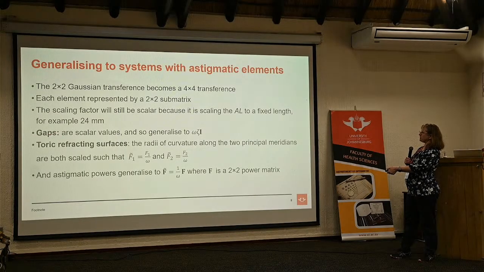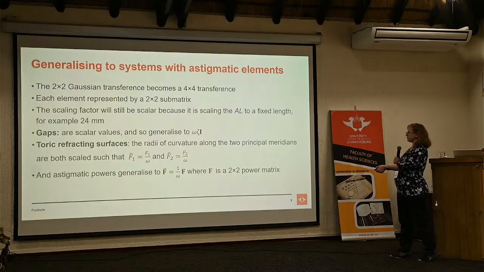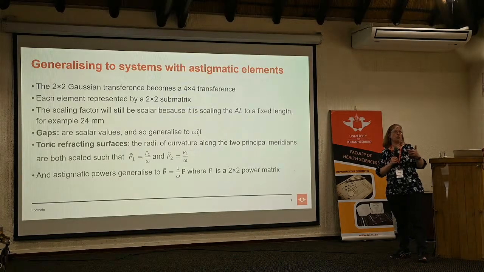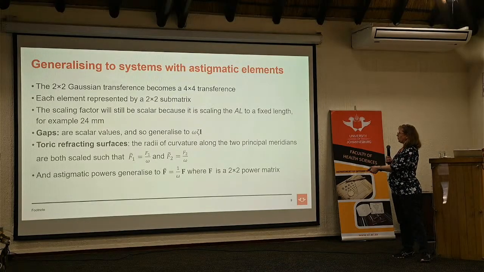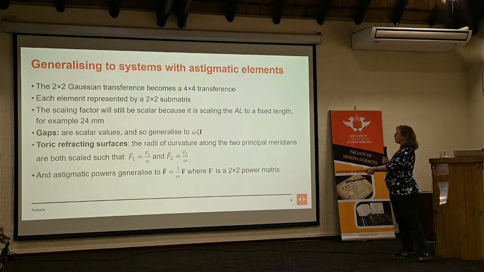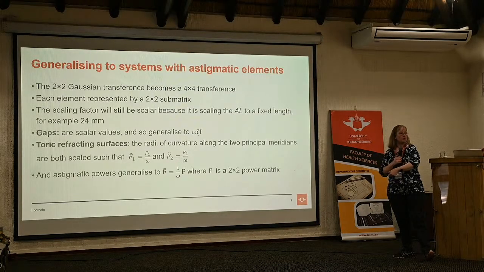As per the Gaussian system, all the gaps are scaled by a scalar value, so it's going to look like that. And all the toric refracting surfaces, we have two powers, each of them is scaled. And so if we scale meridian 1 and meridian 2, what is happening? Well, the power matrix is simply scaled by 1 over omega, and we have our scaled power as well.